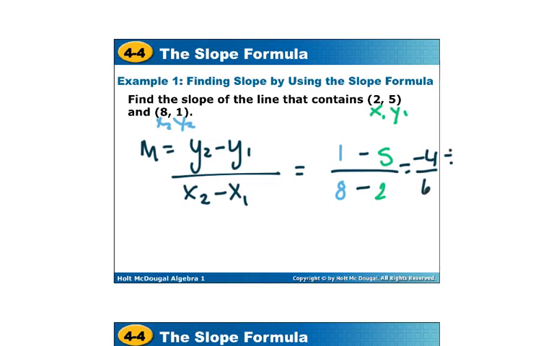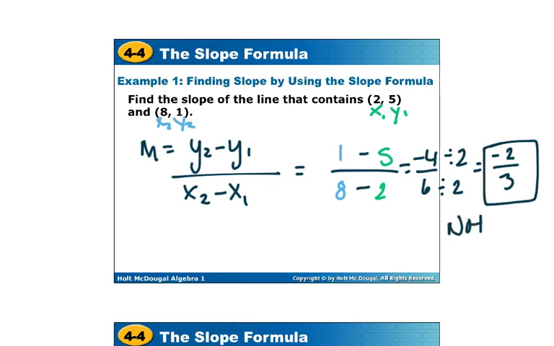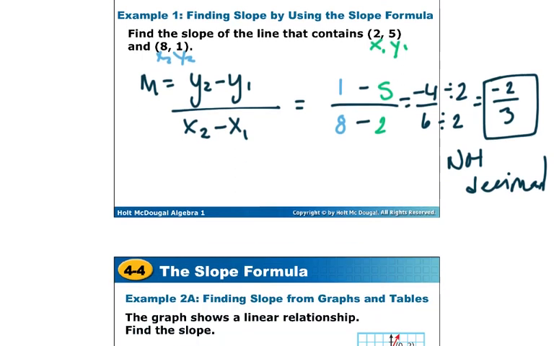And of course, because we can, we need to reduce as much as we can. So I divide 2 into the top and the bottom to get negative 2/3 as our slope. Remember, we are not doing decimals. So make sure that we don't do that.